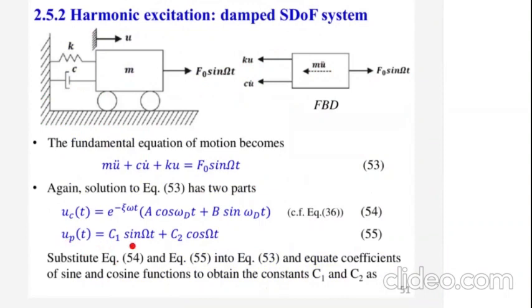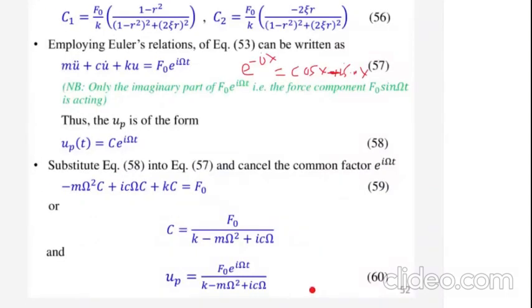Therefore, the particular solution, remember this is the same case we are talking about here. The particular solution UP is very important in our case because it is the case when we are considering the forcing function. The complementary part is when the forcing function is equated to zero. So the particular solution is the one that considers the forcing function. Now, if you only consider the imaginary part, we say it will be of this form.